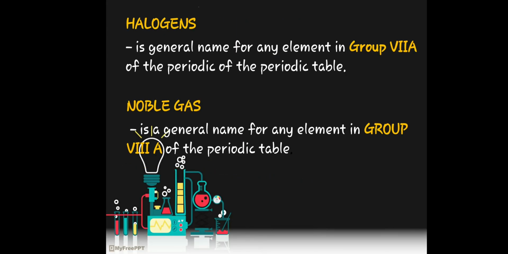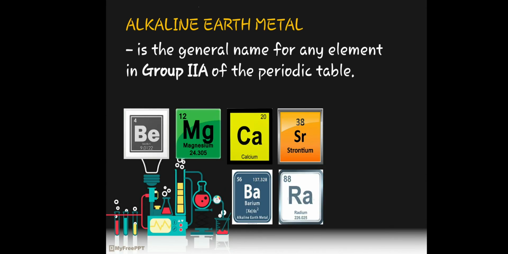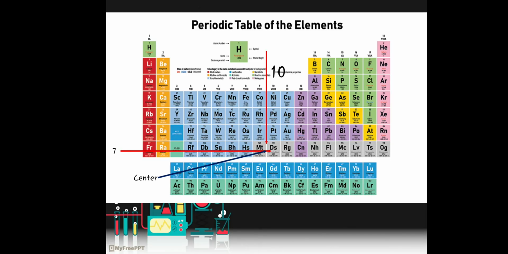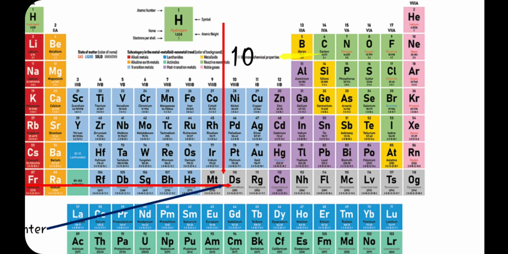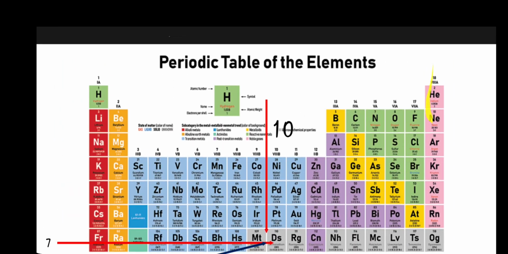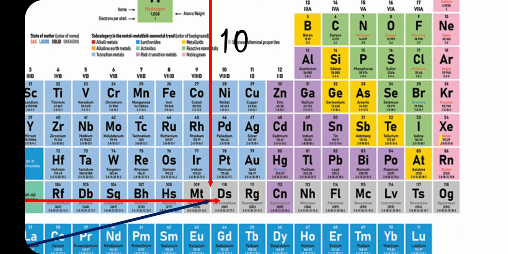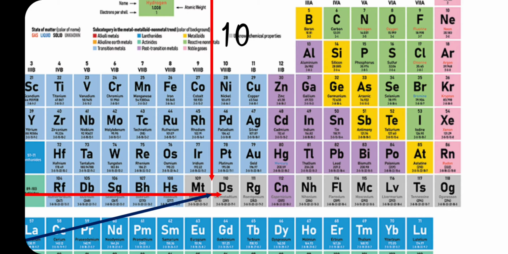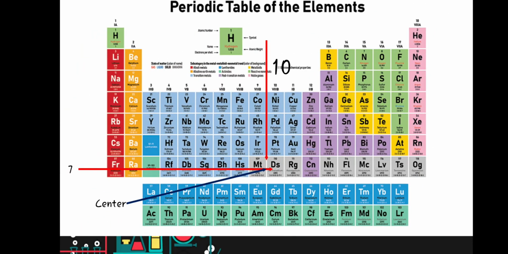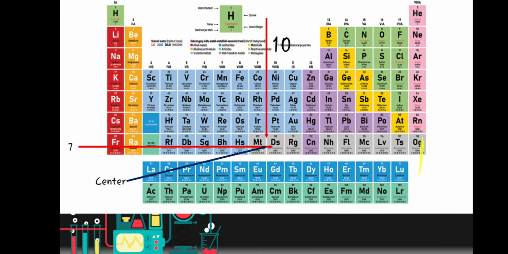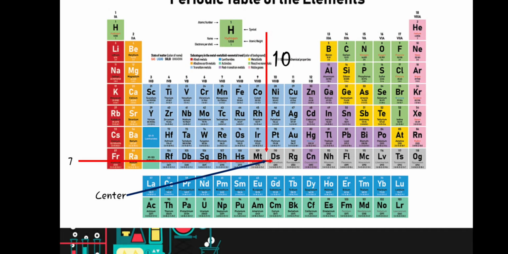Next to that, we have halogens. So halogens is the general name for any element in group 7A. Let's take a look at the periodic table. What are those in group 7A? This one. So this line is the halogen. We have helium, neon, argon, krypton, xenon, radon, and oxygen. I hope you were able to follow. So this pink line here, this is the halogen.